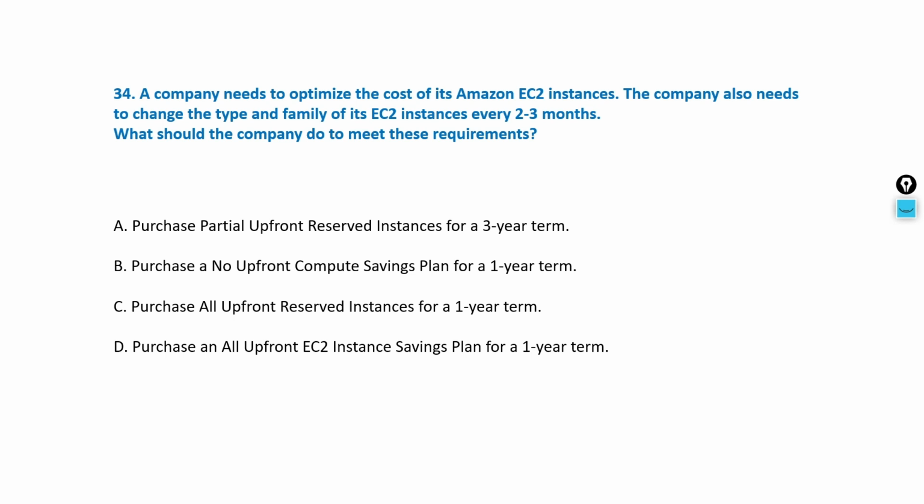So they have given options A, B, C, D, four options, and we need to choose one. Here, option A, purchase partial upfront reserved instances for a 3-year term. Option B, purchase a no upfront compute savings plan for a 1-year term. Option C, purchase all upfront reserved instances for 1 year. Option D, purchase all upfront EC2 instance savings plan for 1 year.